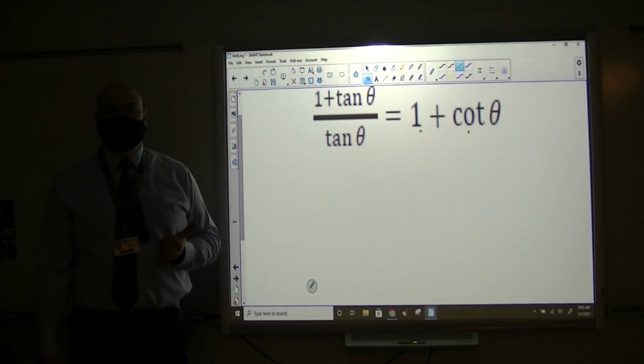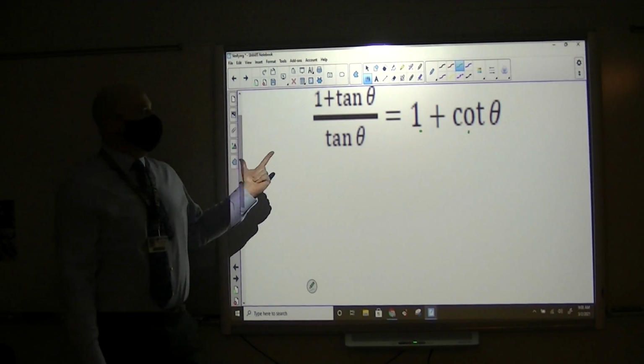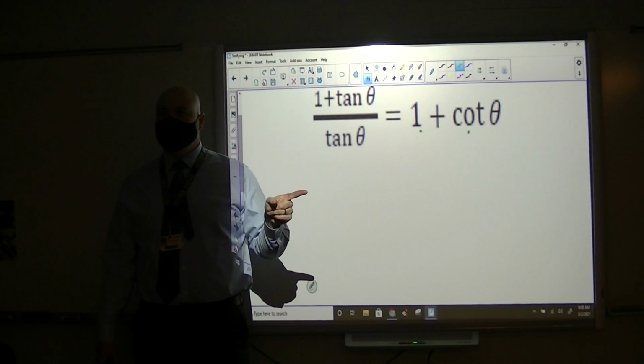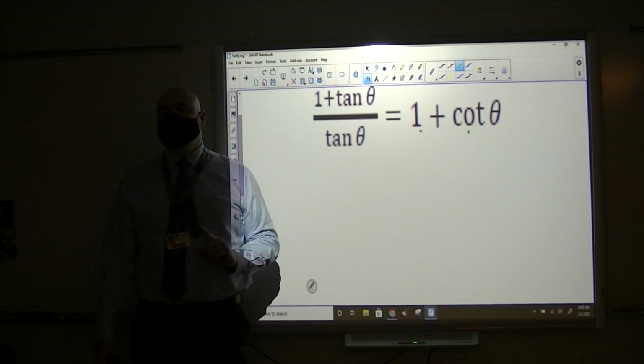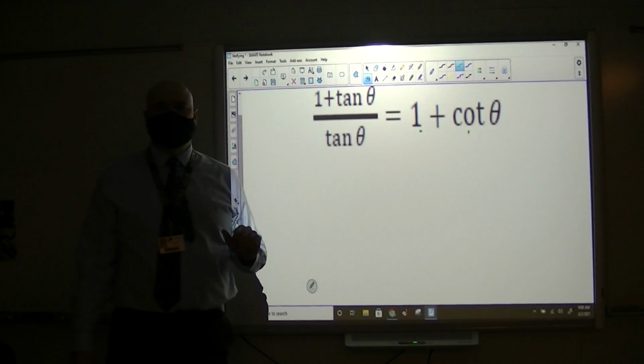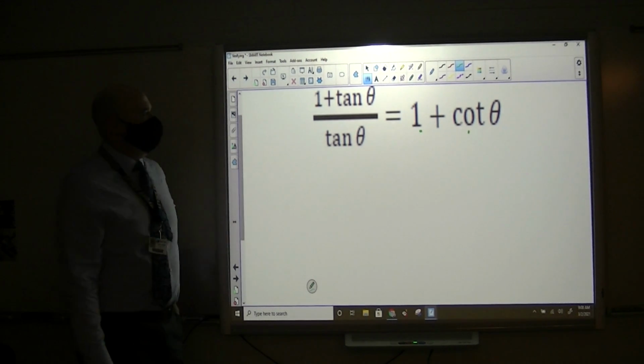You could. Okay? If you looked at this and you wrote everything in terms of sine and cosine, could you still do this problem? Yes, you could. It would probably take a little bit more work. All right? I'm not sure we want to do that.